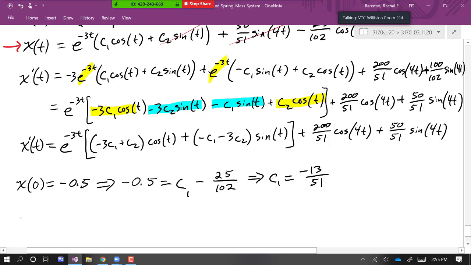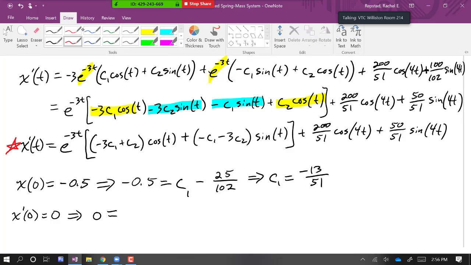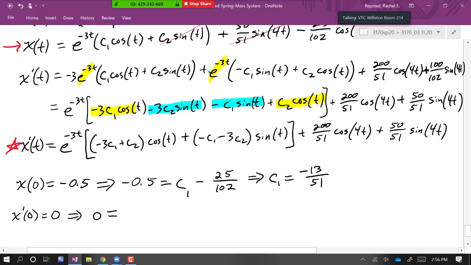The other initial condition we had was that x prime of 0 is 0. So plugging that into the derivative down here on this last line, I'm just going to strike out the things that I know go to 0. So the sine goes to 0. Everything else goes to 1, and so we're just going to grab those coefficients. We get negative 3c1 plus c2 plus 200 over 51.